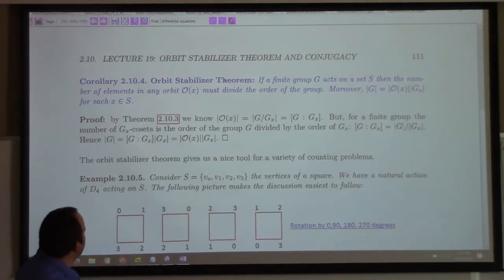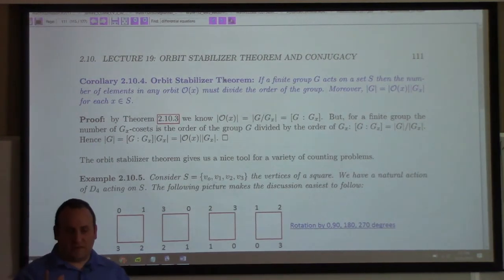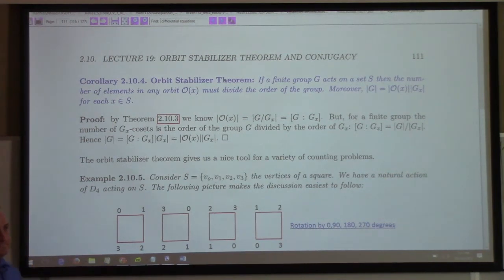I guess it's a finite set? No. I don't think S has to be finite, does it? No. But yeah, if we had a group of order 20, then the orbits would have to be what? You told me either 1, 2, 4, 5, 10, or 20, right? So you can't have a group of order 20 act on a set and get an orbit with 7 things in it. That just doesn't happen.